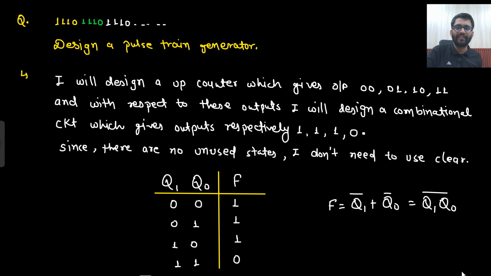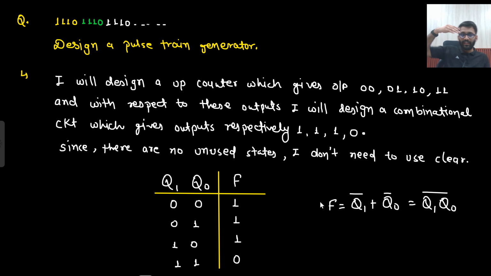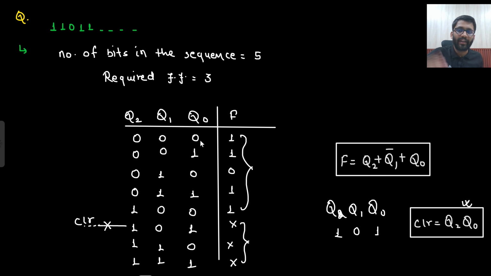Using asynchronous, let's just say you need to generate this pulse sequence. You will see there are 4 bits in the sequence. If I take any up counter or down counter, with respect to each combination, I will assign a particular bit. So if there are 4 bits in the sequence, that means I need to take 4 combinations. For 4 combinations, I require 2 flip-flops. In this case, I require 5 combinations, so for 5 combinations I will be requiring 3 flip-flops. There you go. That's how you will be solving it.